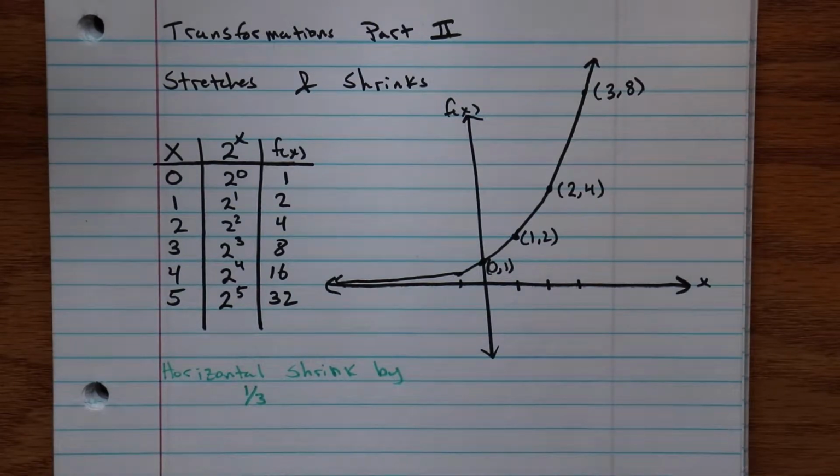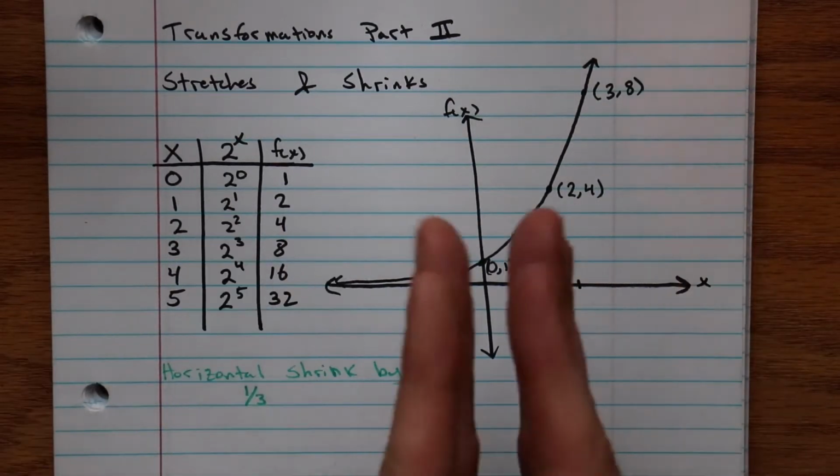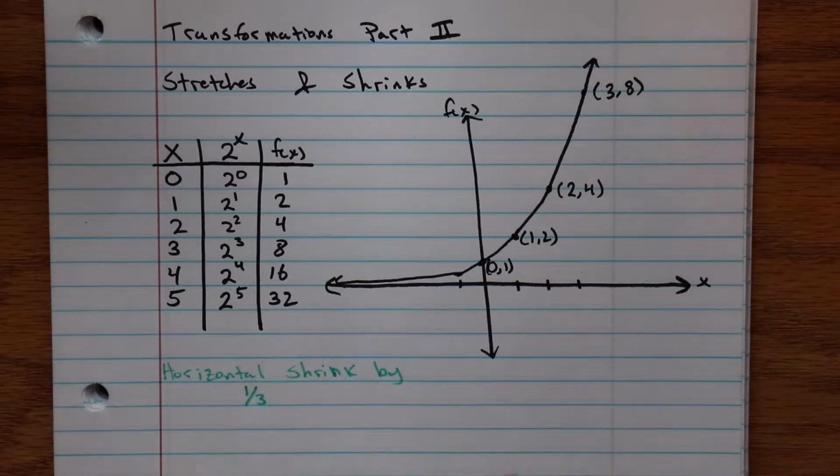We're going to talk about a horizontal shrink. Horizontal shrinks look like this. Horizontal shrink, let's say by a third. We want to shrink this graph by a factor of 3.